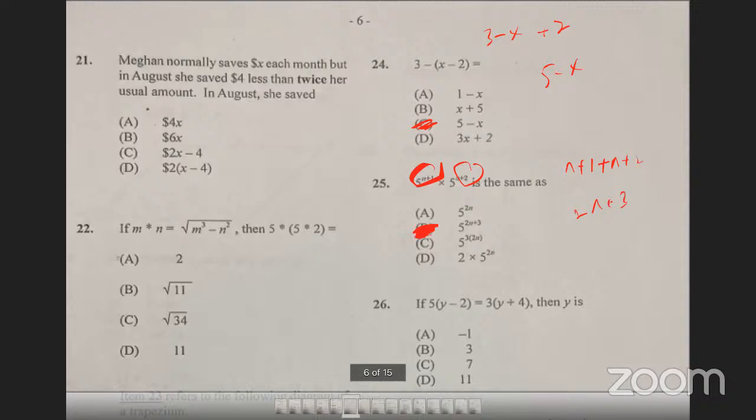Here, this is 5y minus 10 is equal to 3y plus 12. So when you work it out, you'll get 2y is 22, so y is 11. Bring all the y's on one side, bring the numbers on one side, and then divide.